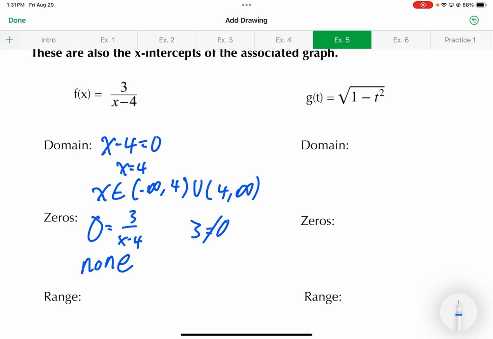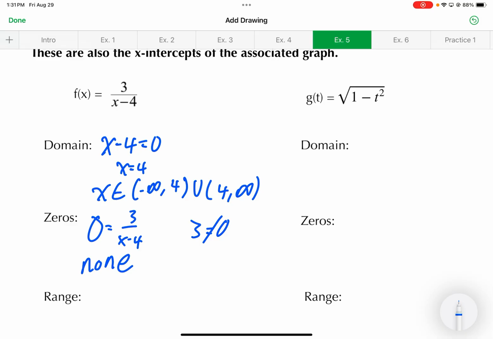How high can I go? I mean, can I go all the way up to infinity? Let's talk about what happens if we plug in some of these numbers. So let's say I plug in, I don't know, 10. If I plug in 10, what happens to my function? I get 3 over 10 minus 4, which would give me 3 over 6, which is what? A half. What happens if I plug in 20? Because what I'm doing is finding what happens as I go to the right. Okay, if I plug in 20, I would get 3 over 20 minus 4.